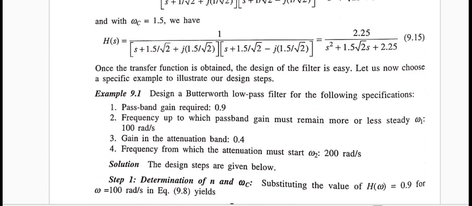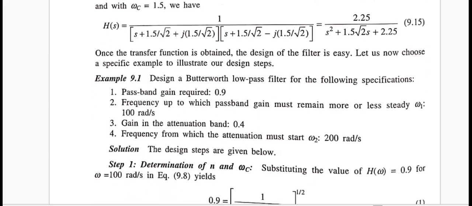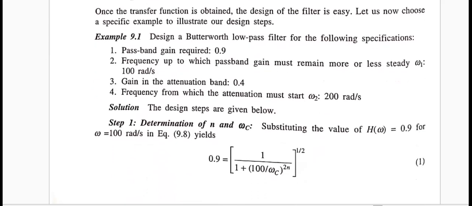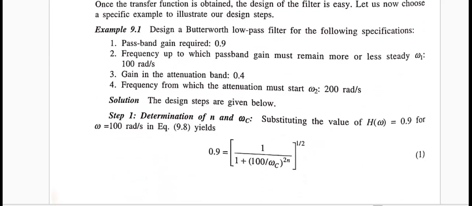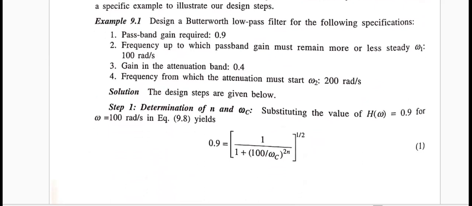So the steps, if we mention again, first with the equation, knowing the values of passband gain, the stop band gain in the attenuation, and the frequency at which the attenuation must start. Those are the four components we should understand. Okay, let me start an example, a particular example.